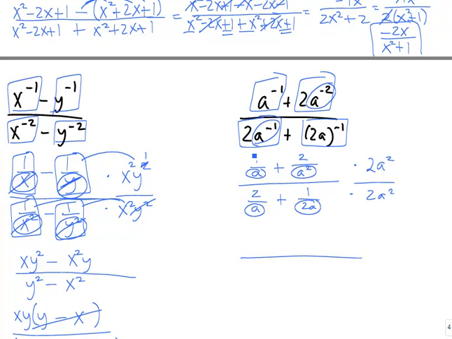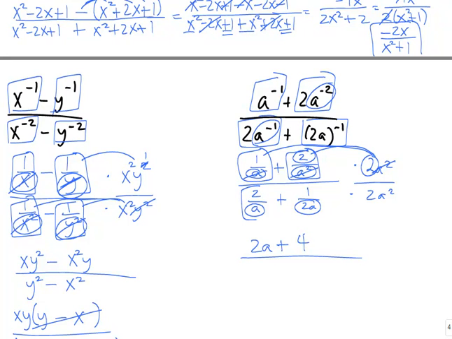So if we take 1 over a times 2a squared, the a in the denominator cancels with one of the a's here, so we're left with 2a times 1, so just 2a. In our next fraction, we're going to take 2 over a squared times our common denominator. This time the a squareds cancel out completely, and we're left with this 2 times this 2, and there's a plus sign in front, so that's going to be plus 4.